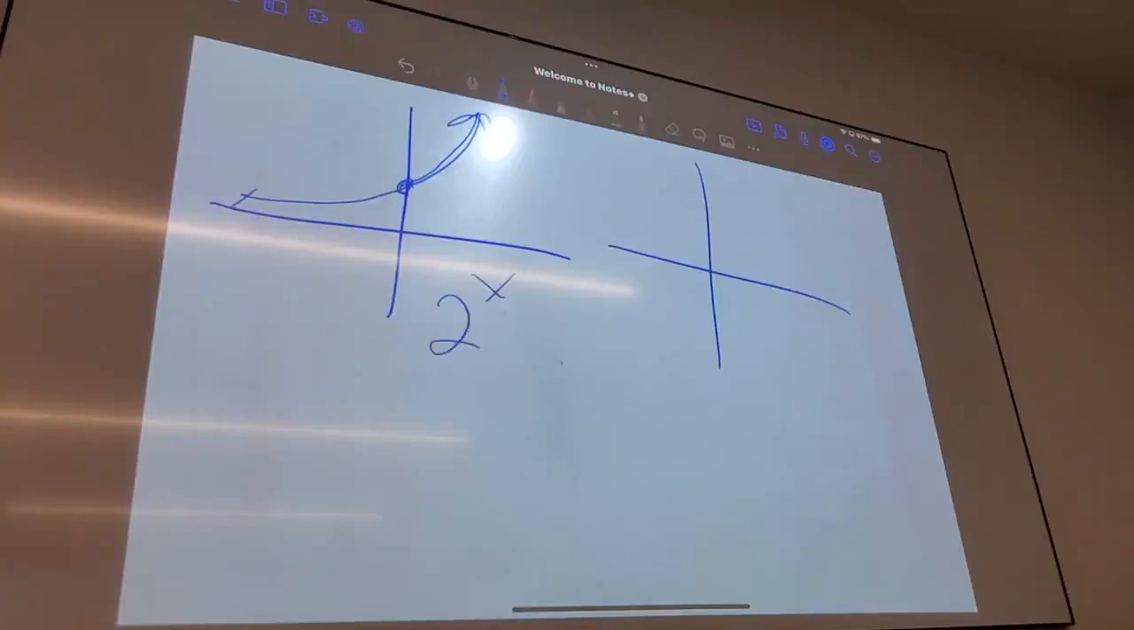If I look at the reflection of an exponential, can somebody tell me, if this is 2 to the x, what I would do to make it look like this? What would that function be? Negative 2 to the x would just flip it this way. 2 to the negative x would flip it that way.